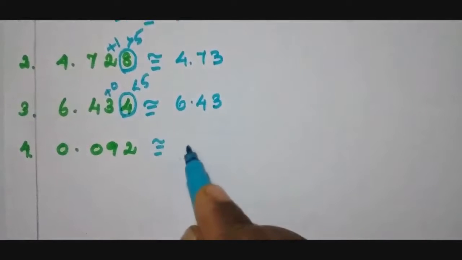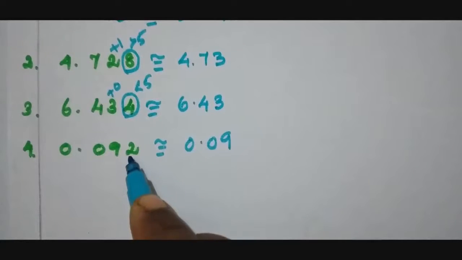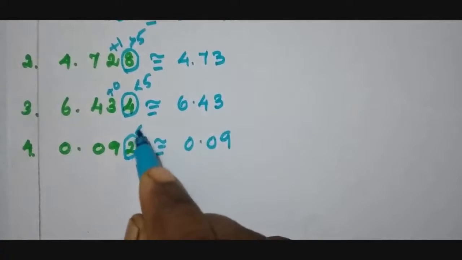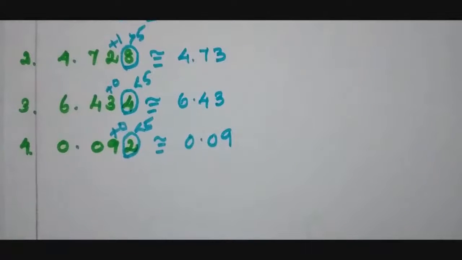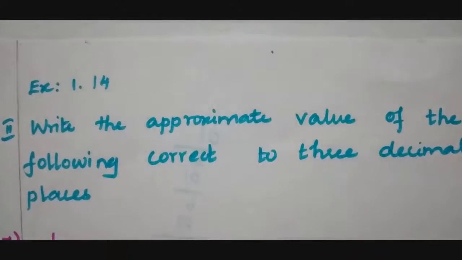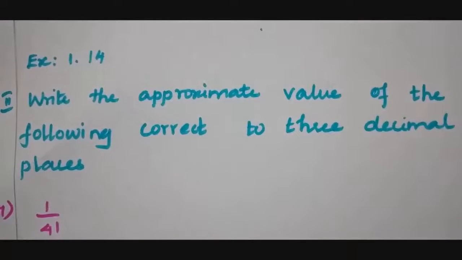0.092 is approximately equal to 0.09. Very good. Because the third decimal place is less than 5. So you have to add 0 to the second decimal place. In today's class, we are going to learn about approximate value correct to 3 decimal places. Problems for correct to 3 decimal places.